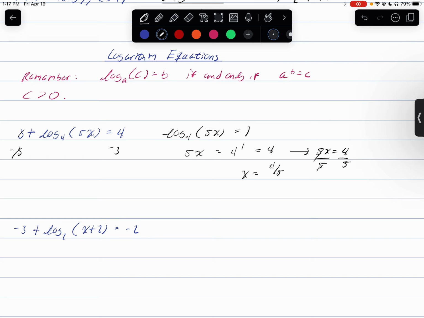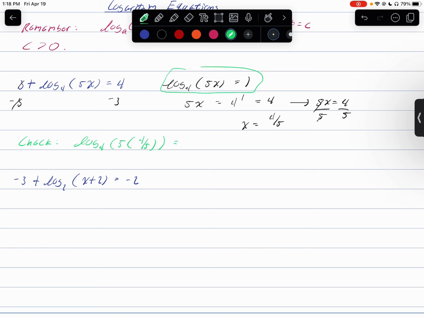Let's double check our work here. To check, we don't have to go all the way back to the beginning. We can go to this one here. We should have log base 4 of 5 times 4 over 5. This is equal to log base 4 of 4. What number, if we raise 4 to it, gets us back 4 itself? That will be 1. So that confirms our answer is correct.